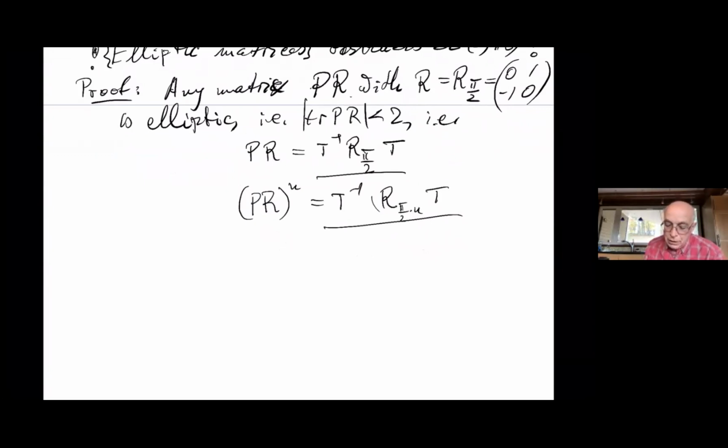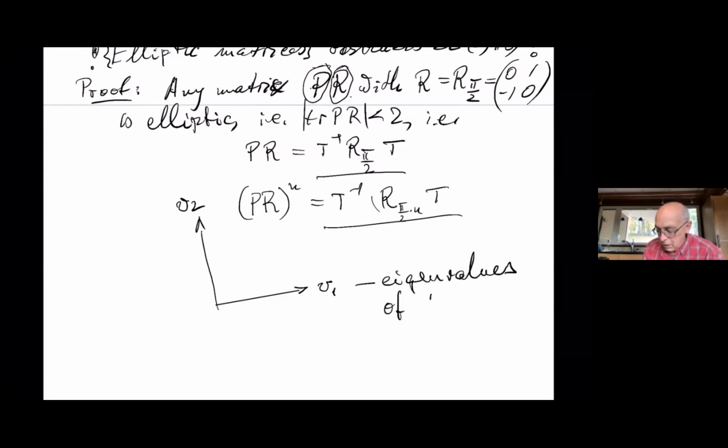I want to show that if you take any positive definite matrix P and a rotation by 90 degrees, it's a stable matrix. So let's say v1 and v2 are eigenvectors of P. And they're orthogonal because P is symmetric. And furthermore, lambda 1 and lambda 2, the corresponding eigenvalues, multiply to the determinant of P, right? And that's 1. So the eigenvalues are reciprocal.